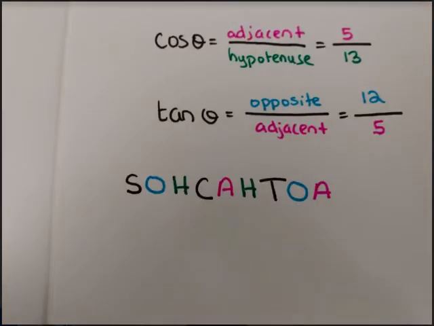The way you can remember your ratios for sine, cosine, and tangent is with the special word SOHCAHTOA. Sine, opposite over hypotenuse; cosine, adjacent over hypotenuse; tangent, opposite over adjacent. SOHCAHTOA is your word. You want to learn it, and you want to make sure you can spell it.